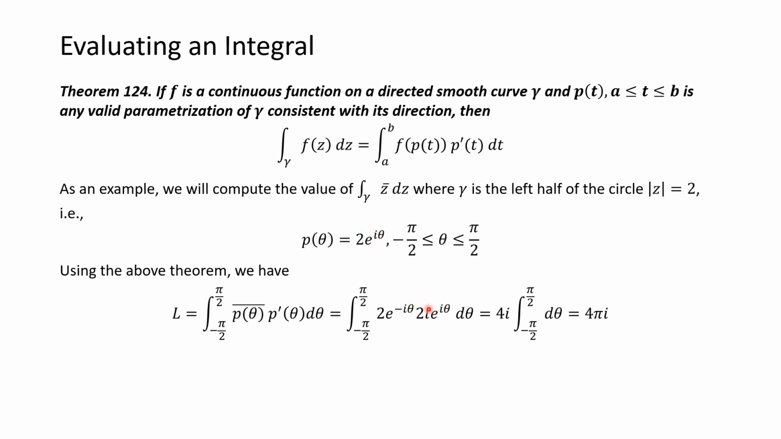This term here, we can factor out a 2 times 2i, 4i, and then the e to the i theta times e to the minus i theta, these two here, give you a 1, or e to the 0, which equals 1. And then the antiderivative of 1 is theta. And so when you evaluate the integral there, you get pi minus minus pi over 2. And we end up with 4 pi i as our solution.